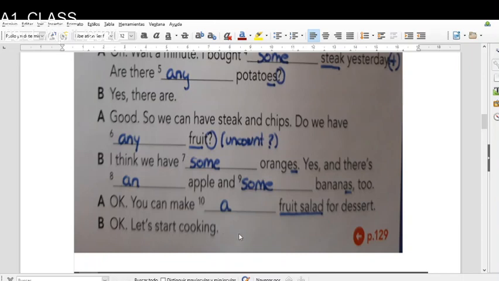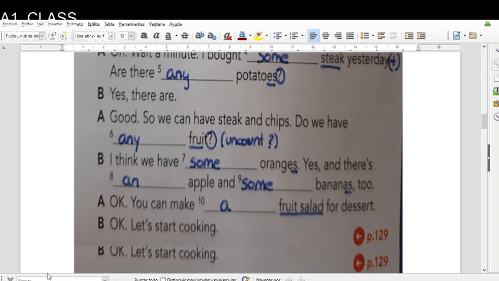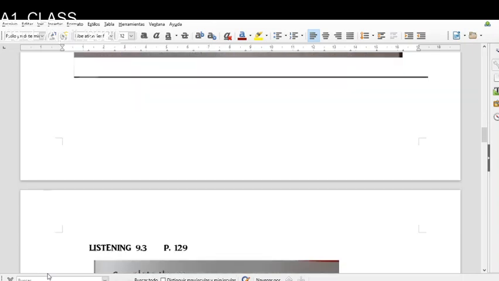Okay, let's start cooking. And this was the correction of the second dialogue. Very important to take into account the kind of word, the noun, localizar qué tipo de sustantivo es, and the statement, si es afirmativa, negativa o interrogativa. Well, I hope, espero, that it was perfectly well. And now, what we are going to do.